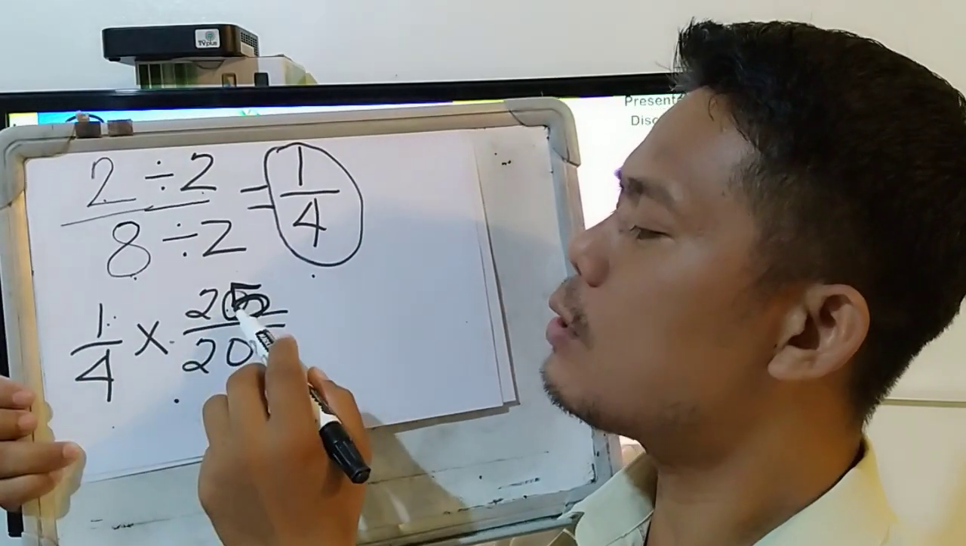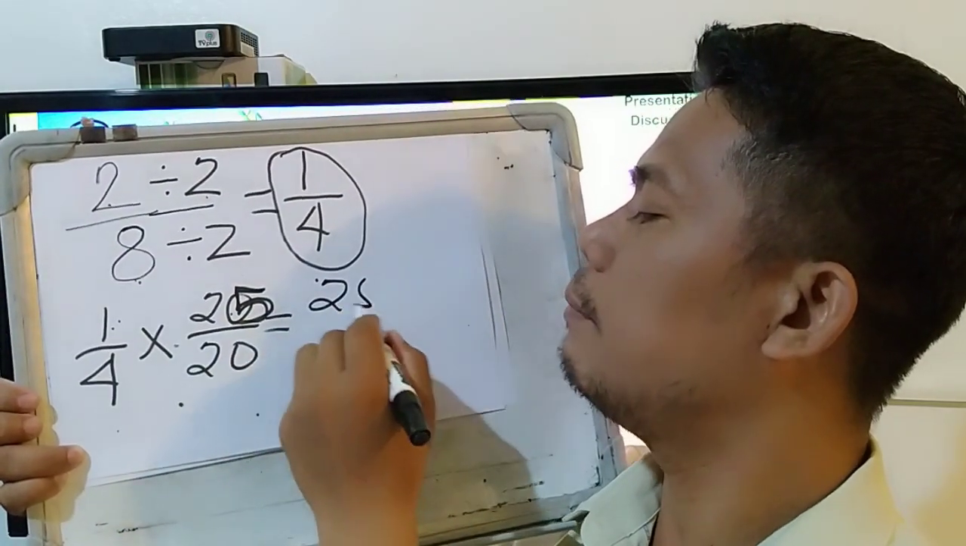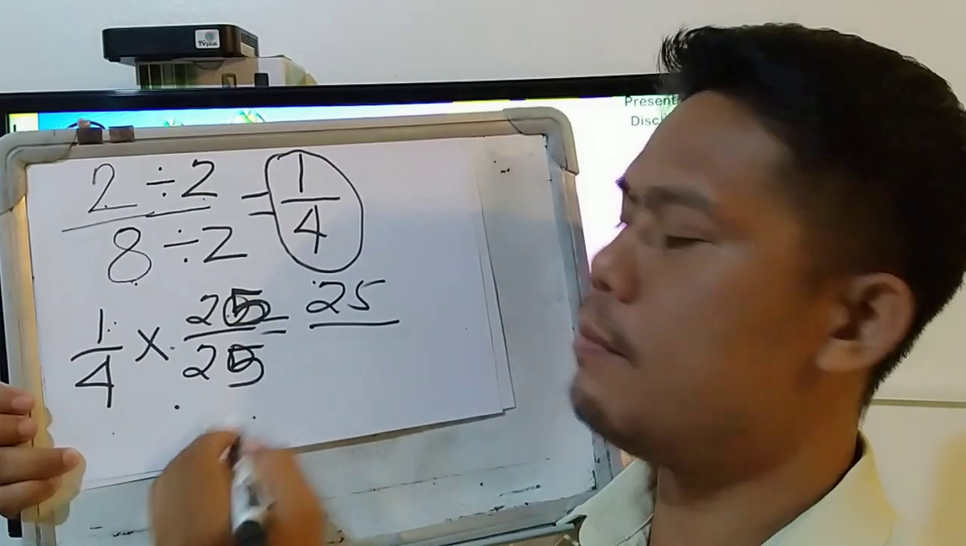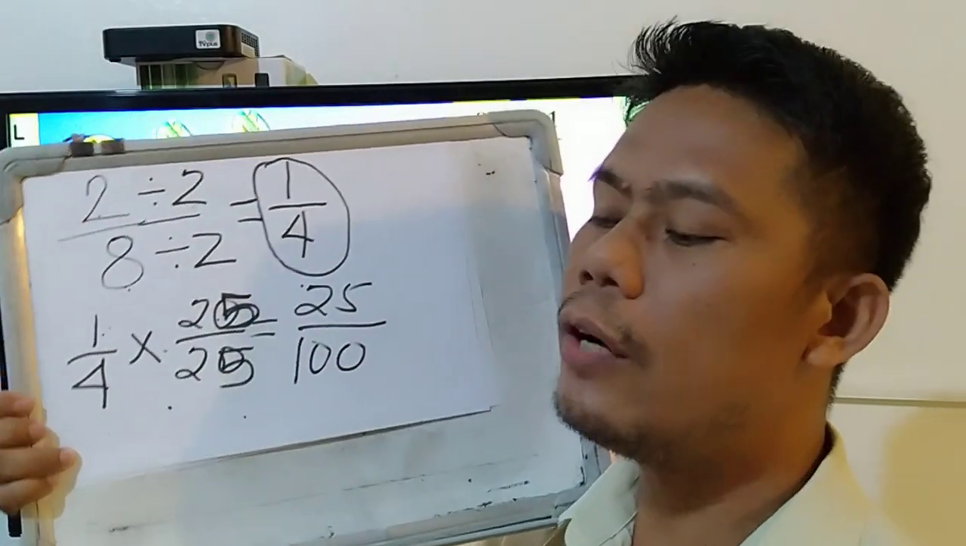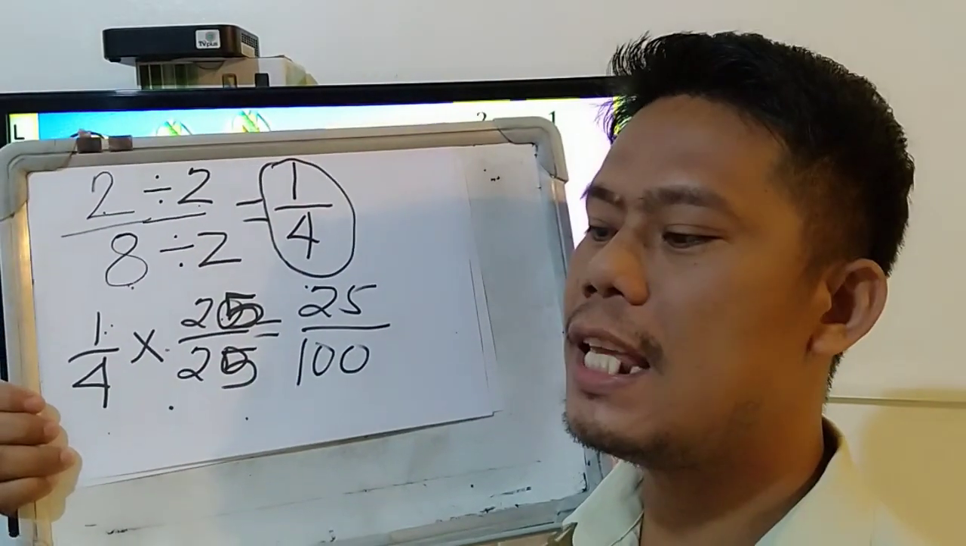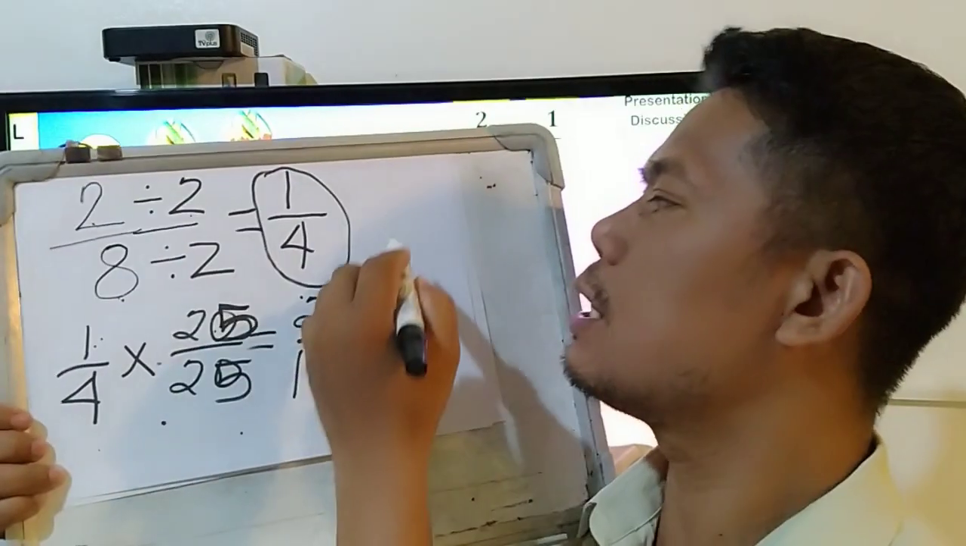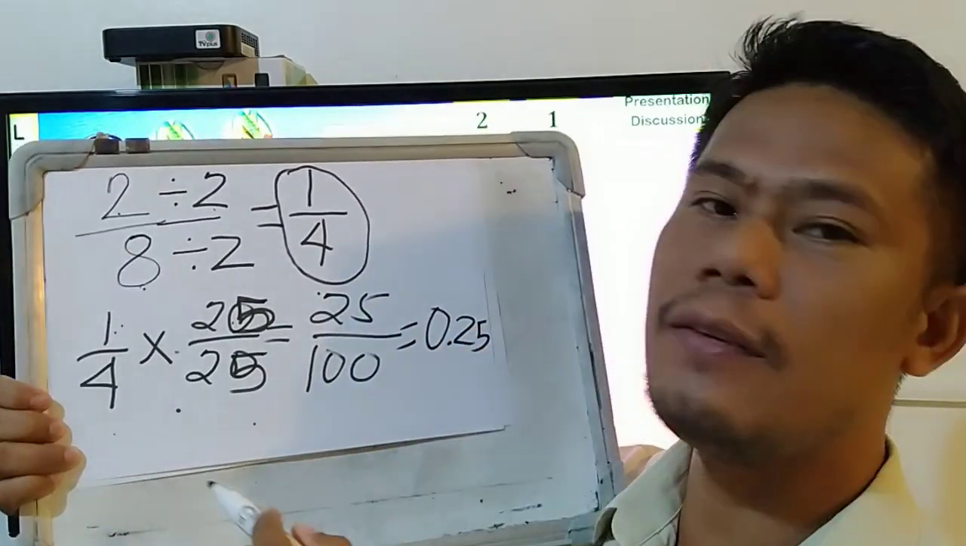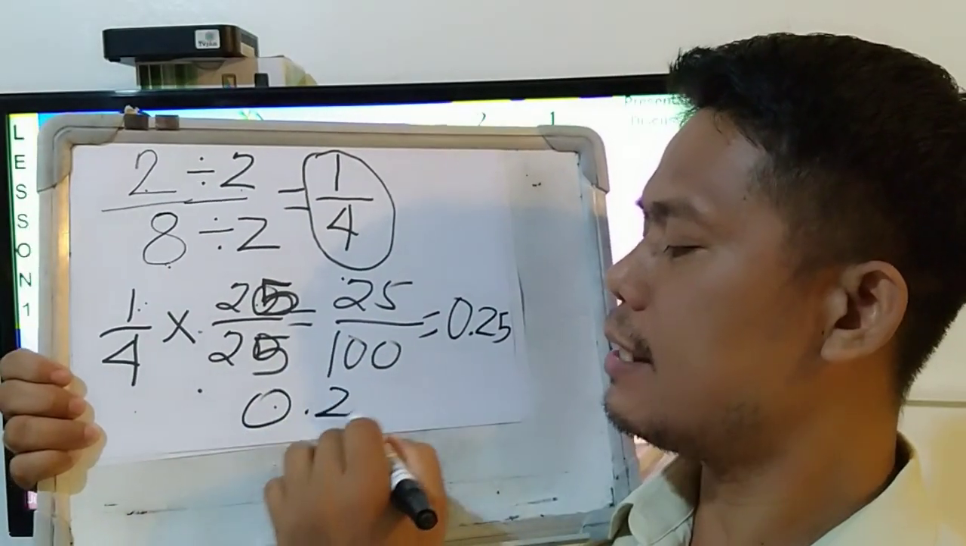So 1 times 25 equals 25. Then 4 times 25 equals 100. So therefore, 1/4 in a decimal number is 25 hundredths. So we have 25 hundredths.